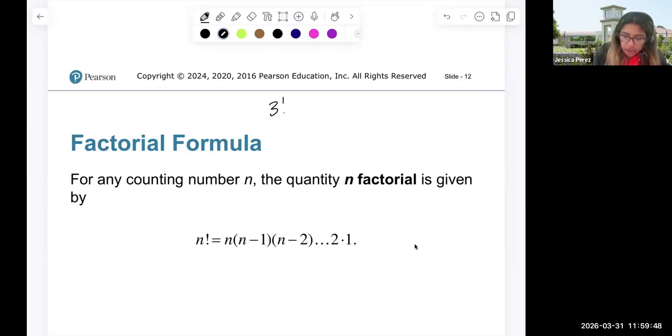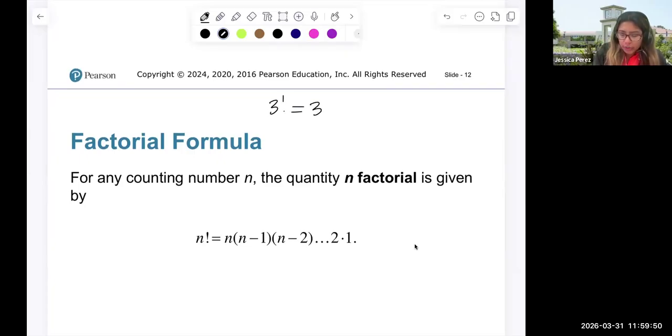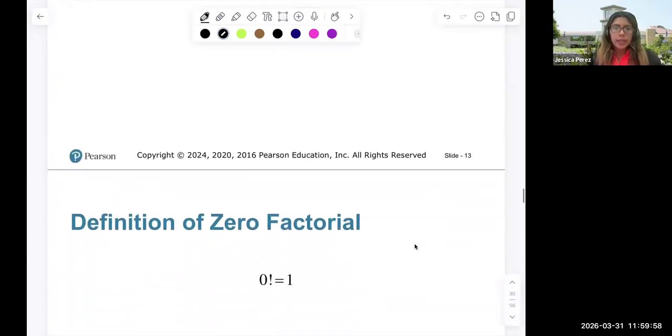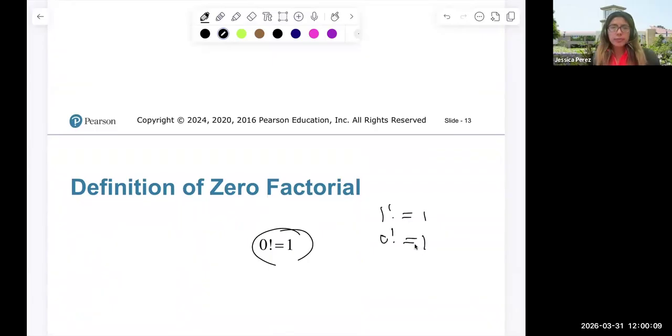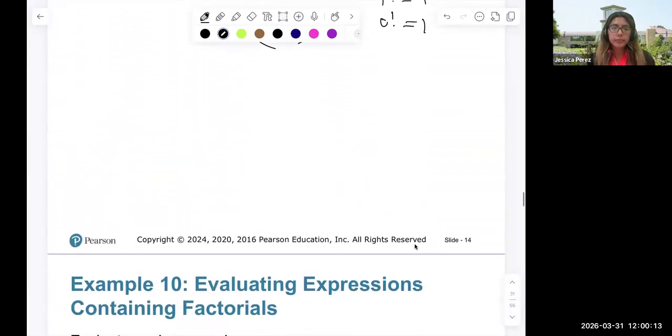So let me give you a definition. If it's 3 factorial, that means 3 times 2 times 1. So that is 6, because 3 times 2 is 6, times 1 is 6. 0 factorial by definition is 1. So 1 factorial is 1, just 1. 0 factorial is also 1. 0 factorial is not 0, okay? So just be aware of that.